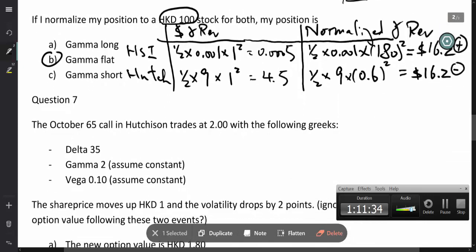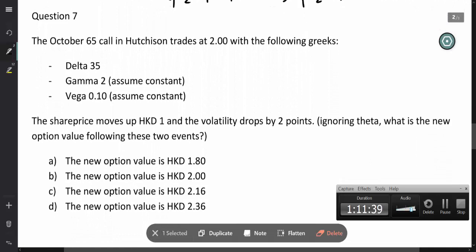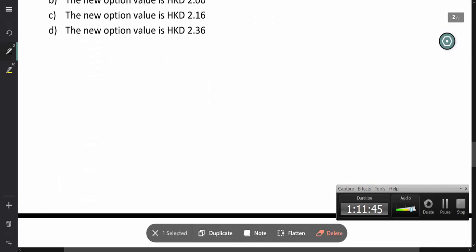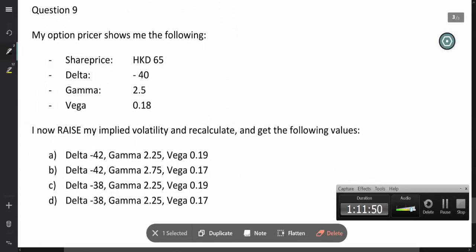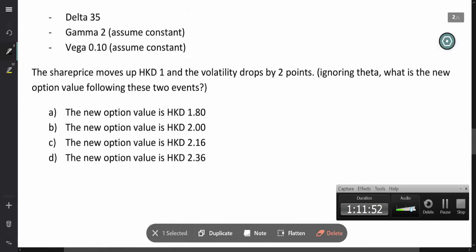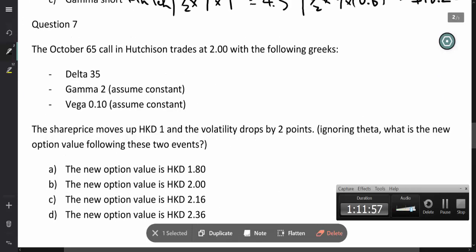Now let me take one more. Question 7. So why don't you guys go home and have a look at 8 and 9, and I'll give you mega points next week for those who can tell me what the answer is. Okay? Plus the last question of the previous set. Okay, so question 7.